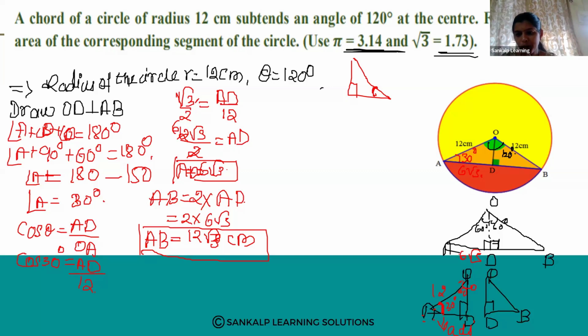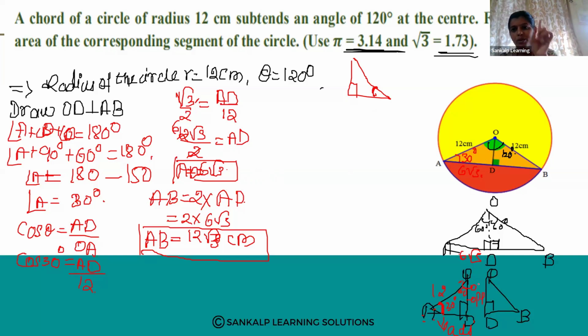But there is one more value we don't know. Which one? We don't know the OD value. So AD value is known, OA value is known, but we don't know the value of OD. OD is common to both the triangles. So we need to find out the OD value. OD is the side opposite to the angle theta. The side opposite to the angle theta we call the opposite side.